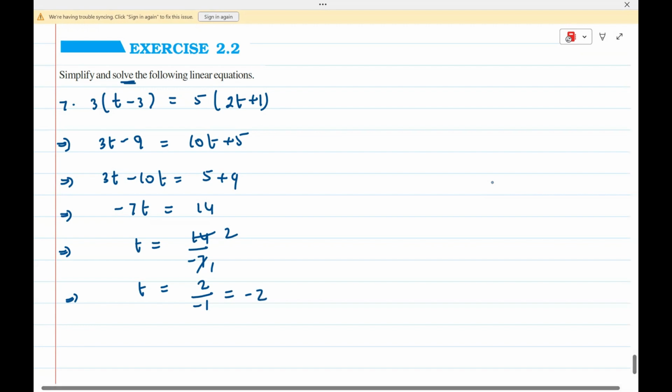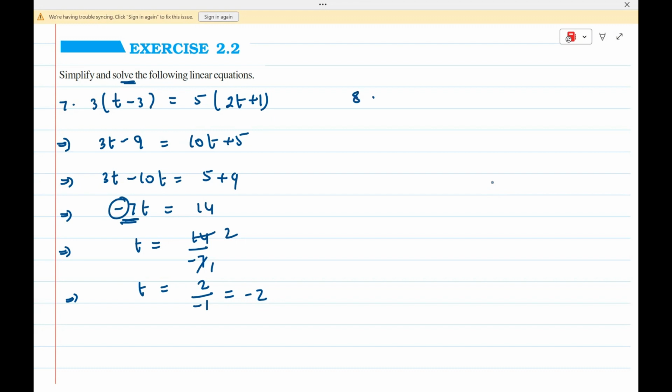Remember one thing over here, as I told you in the tips section of the previous video: while transferring minus 7 to the other side, it will only go for division and will not change the sign, because at one time only one thing changes. As minus 7 is going for division from multiplication, the sign will not change. Only it will go for division.